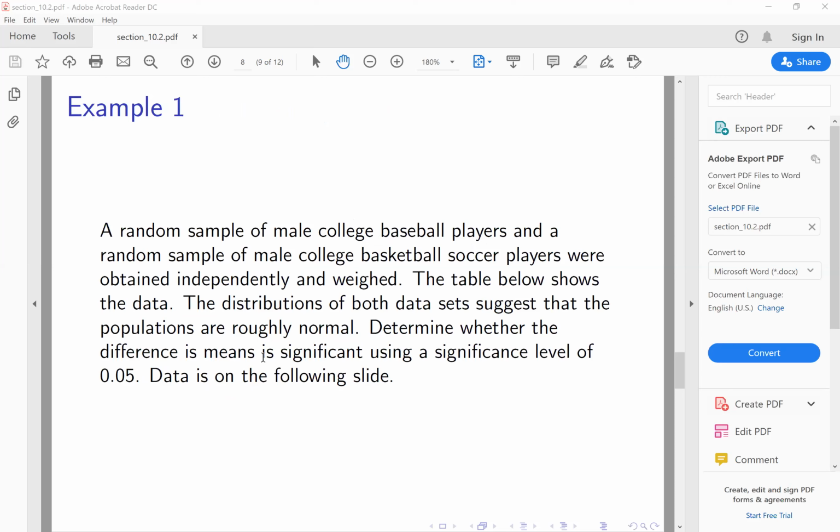Okay, so here's our first example. A random sample of male college baseball players and a random sample of college male soccer players, or I think it's supposed to say soccer, were obtained independently and weighed. The table below shows the data. The distributions of both data sets suggest the populations are roughly normal. Determine whether the difference of means is significant using a significance level of 0.05.